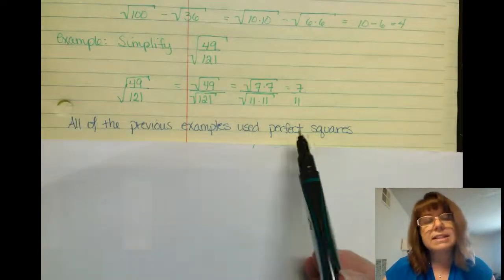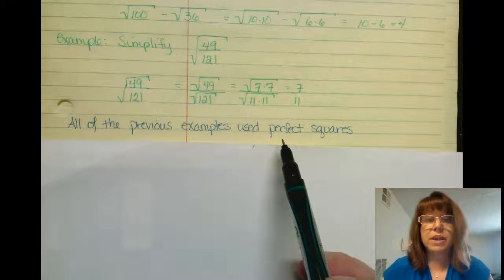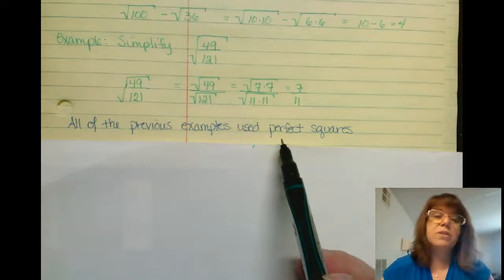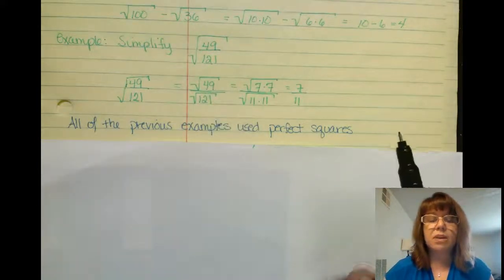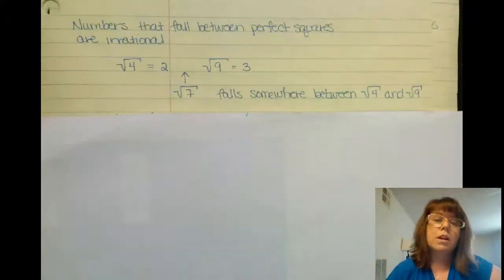Now, all of these examples, we used perfect squares. And again, what I mean by a perfect square is when I take the square root, a whole number comes out. That is a perfect square. But all numbers aren't perfect squares.